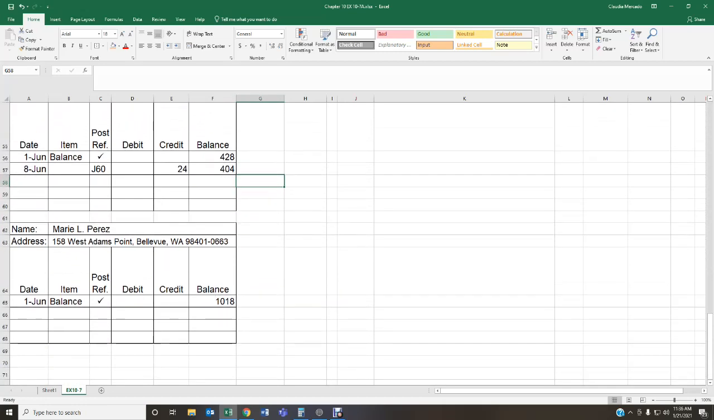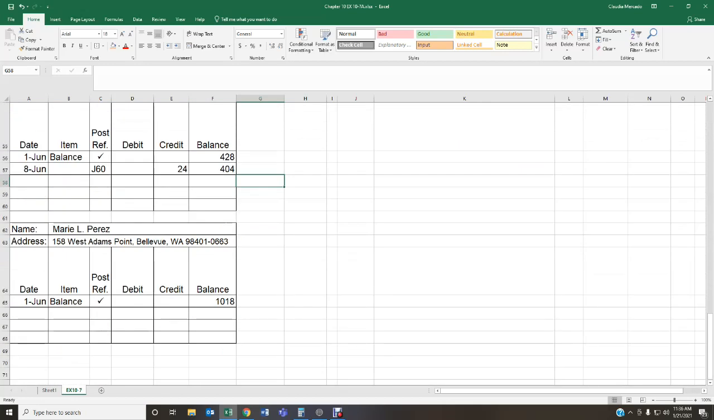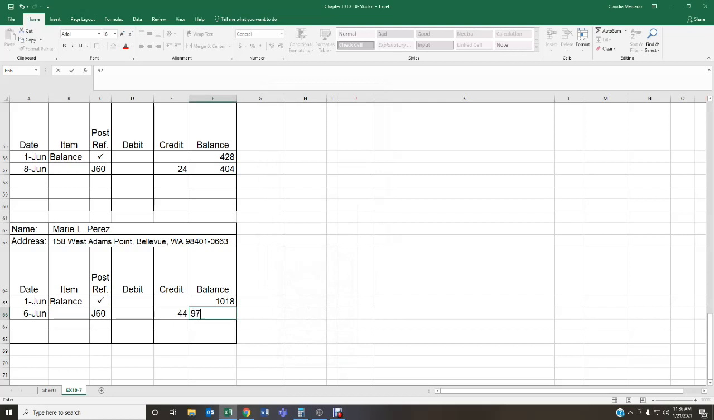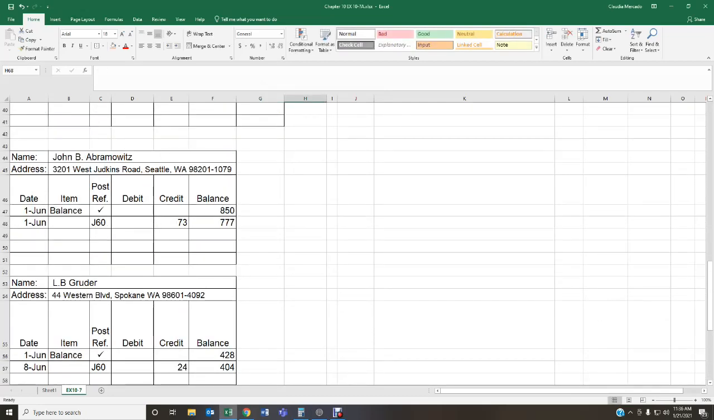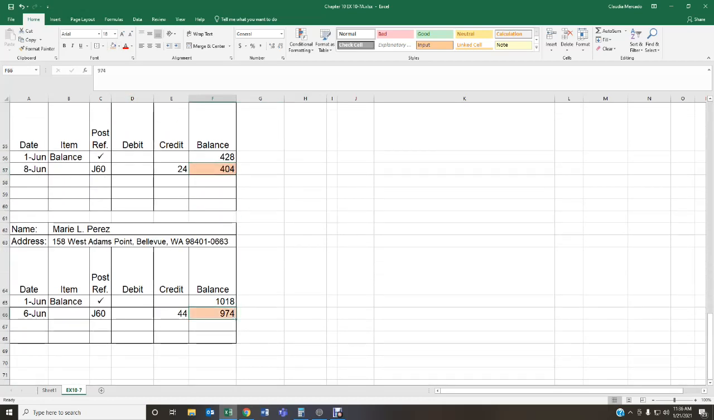Okay, and then we have last Maria Perez, Marie Perez. Okay, let's see where we have Perez. Perez returned $44 of goods on the 6th. Okay, so this is happening on June the 6th, and this is Journal 60, and she returned $44. Okay, and then that is going to be the 1018 minus the $44. That gives me $974. Okay, so now I know that my ending balance for Amber Mowitz is $777. That's how much the balance he owes me. Gruder owes me $404, and Marie Perez owes me $974.